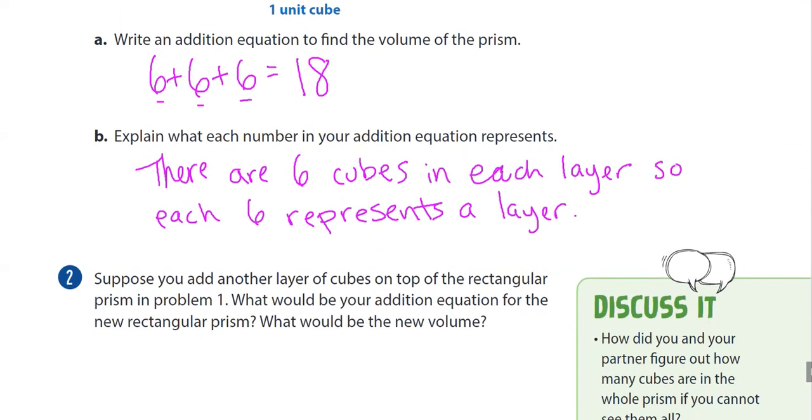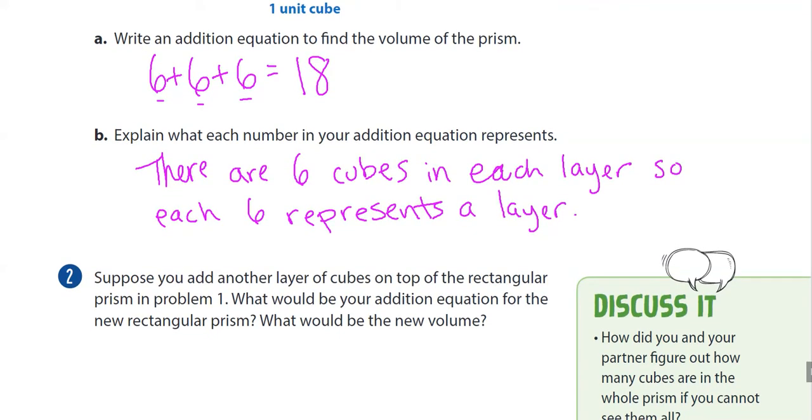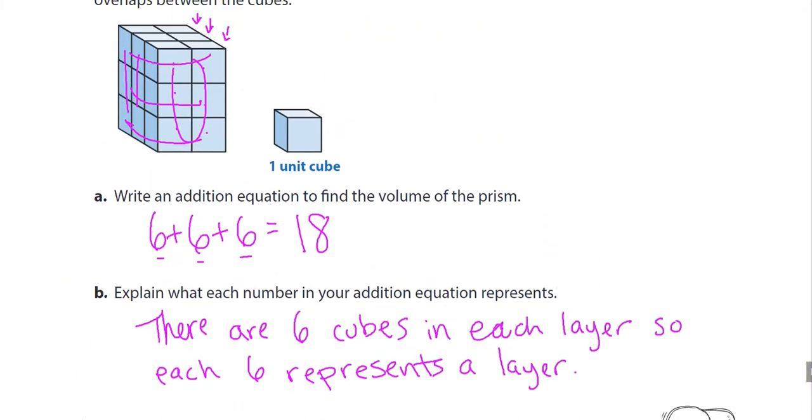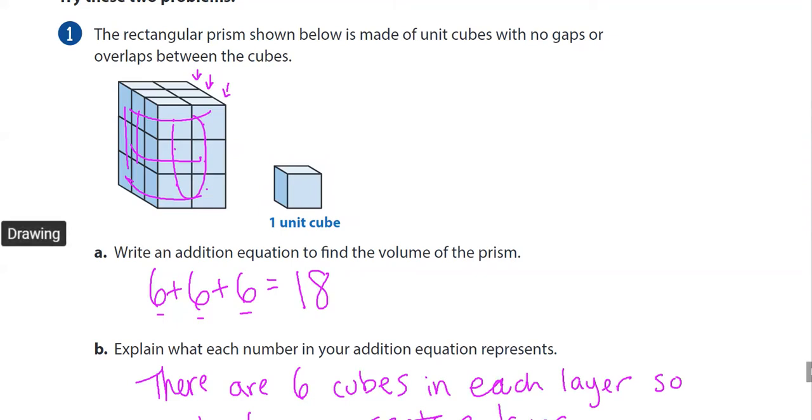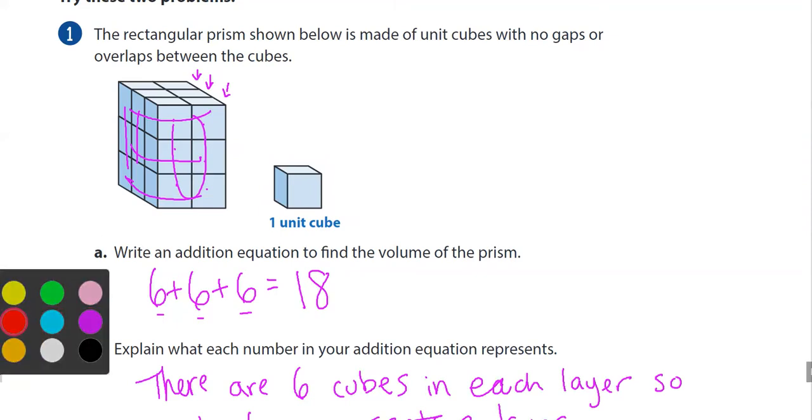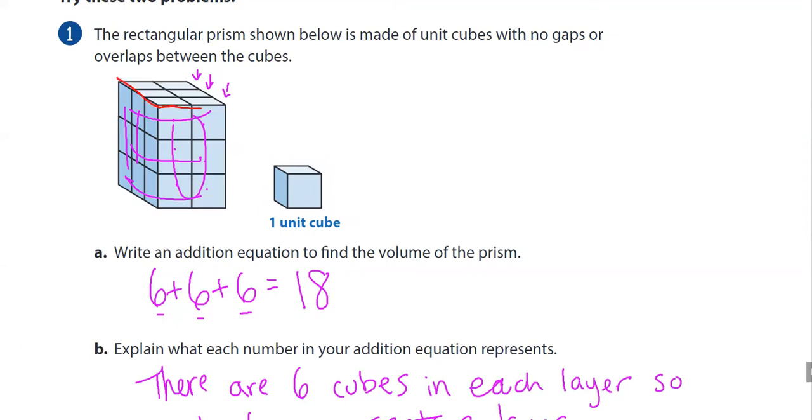Now, suppose you add another layer of cubes on top of the rectangular prism in problem 1. What would be your new addition equation for the new rectangular prism, and what would be the new volume? So we're going to add, I can draw that, another layer. Go up. Oh, I'm doing a terrible job. 1, 2, 3. There we go. So there's 6 more. So now we've got 6 again.